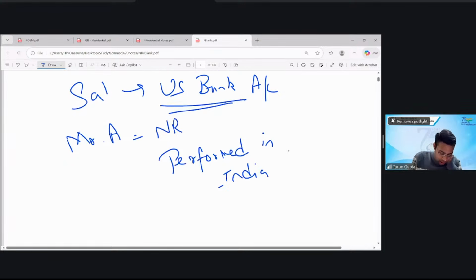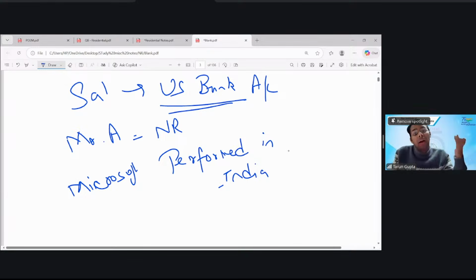The fact that he rendered service to Microsoft Inc., which is a foreign company, and received the amount from a foreign company in a US bank account outside India, is not relevant at all. For determining where the income accrues or arises, the relevant factor is where the activities are performed. You with me? Okay.